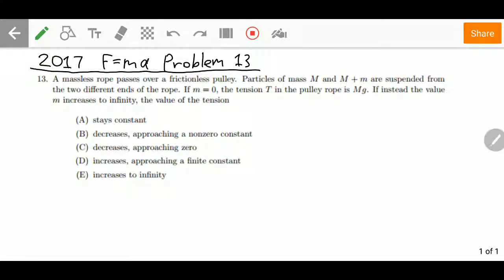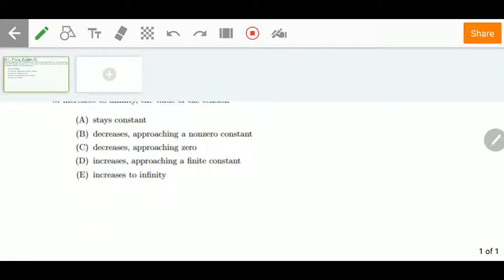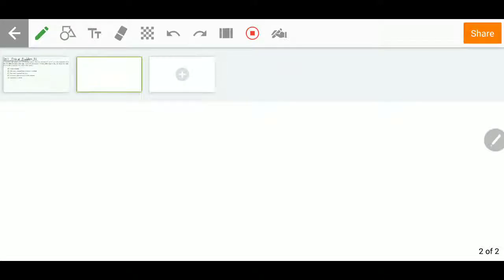Hello. In this video, I'm going to be explaining a problem from the 2017 F=ma contest. This is problem number 13. In this problem, we have a massless rope that passes over a frictionless pulley, and we have particles of mass big M and big M plus little m. So I'm going to start drawing out the diagram.